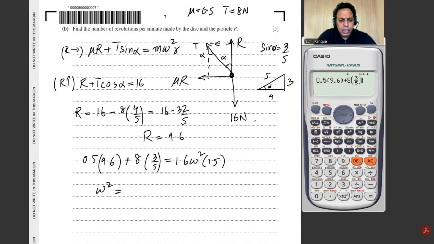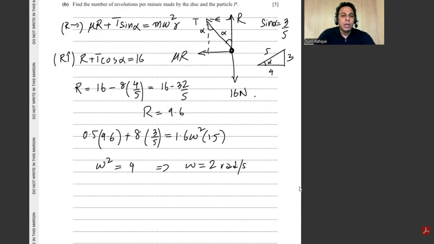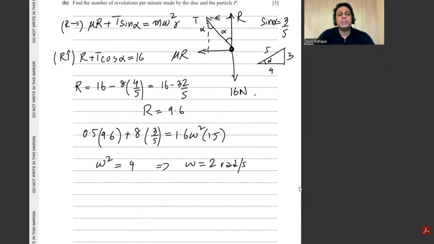Oh, let me just quickly check. Am I doing it right? Okay, so divide 1.6 and divide 1.5. Oh, that's 4. This implies that omega is just 2 radians per second, right? Okay, so in order to get the number of revolutions, I need to apply the idea omega over 2 pi, but that's going to give you number of revolutions per second. They're asking about minutes, so let's just times it with 60 and see what we get.